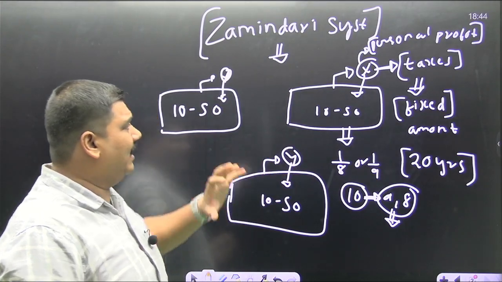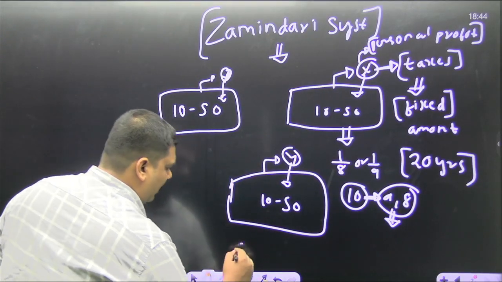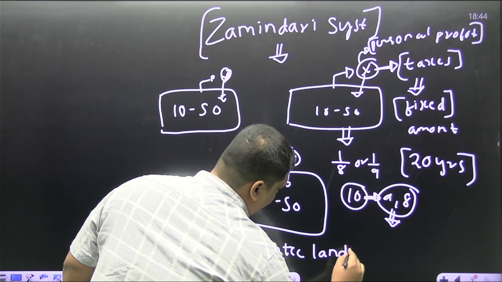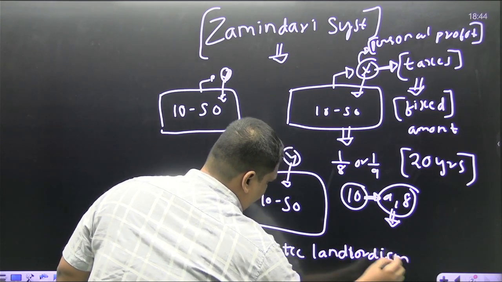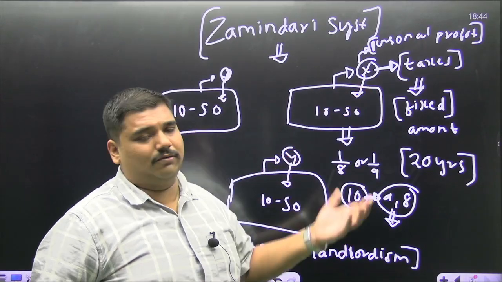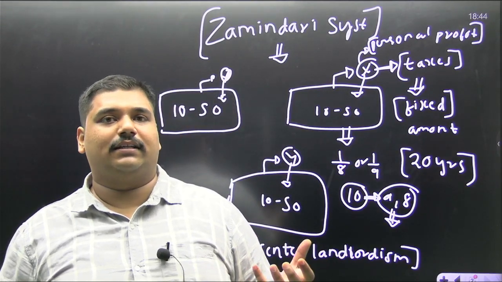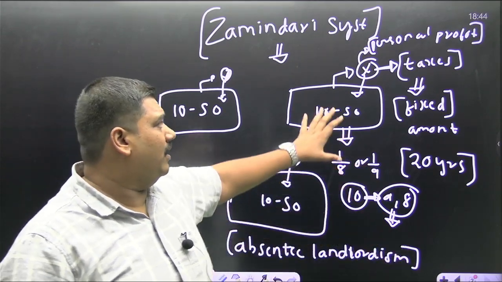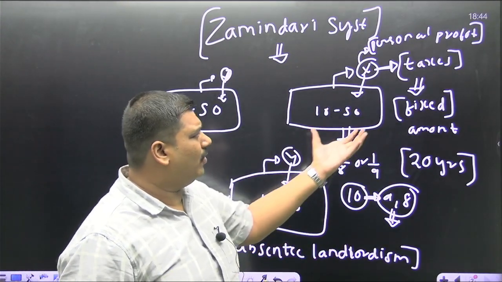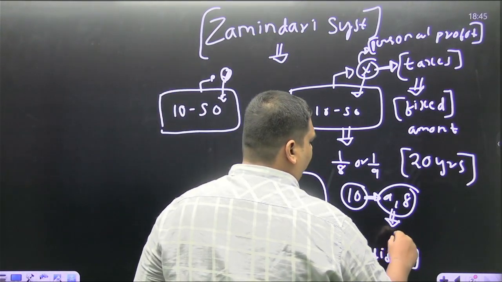So, another concept that these zamindars began over time was absentee landlordism. Usually these zamindars were well-off people. They used to live in urban centers, far away from their property. So for the collection of taxes, they used to appoint another person.